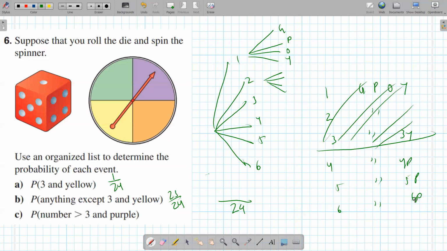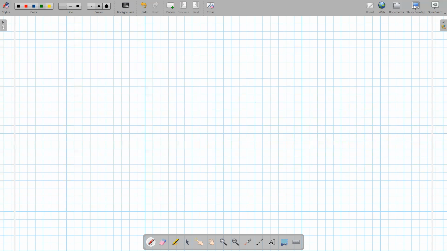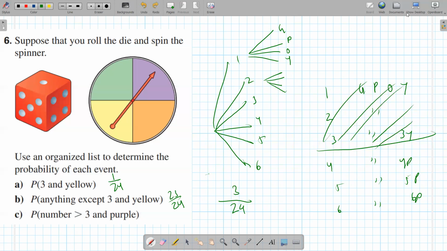So just 21 out of 24? Not 21. Oh, only 3 out of 24. What does that reduce to? 3/8? Actually, no. 3 out of 24 is 1/8, not 3/8. 1/8, okay. Yeah, 1/8.